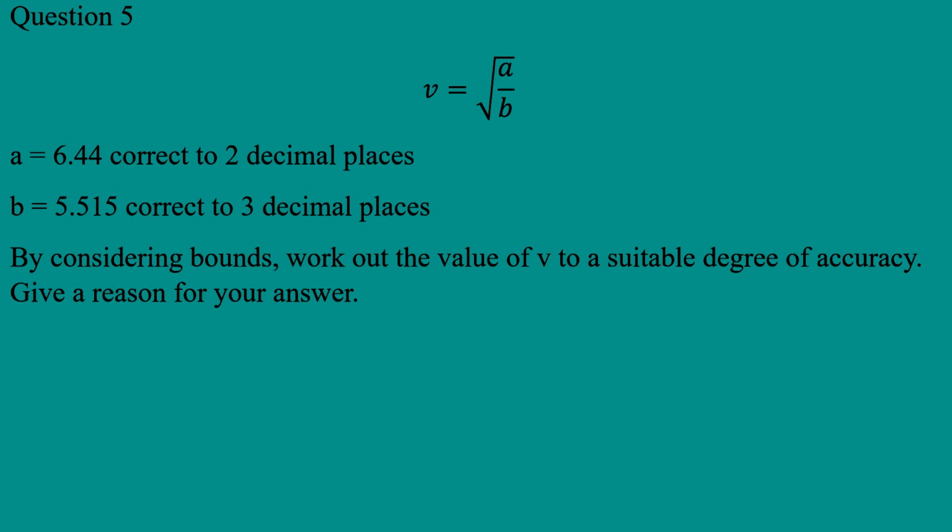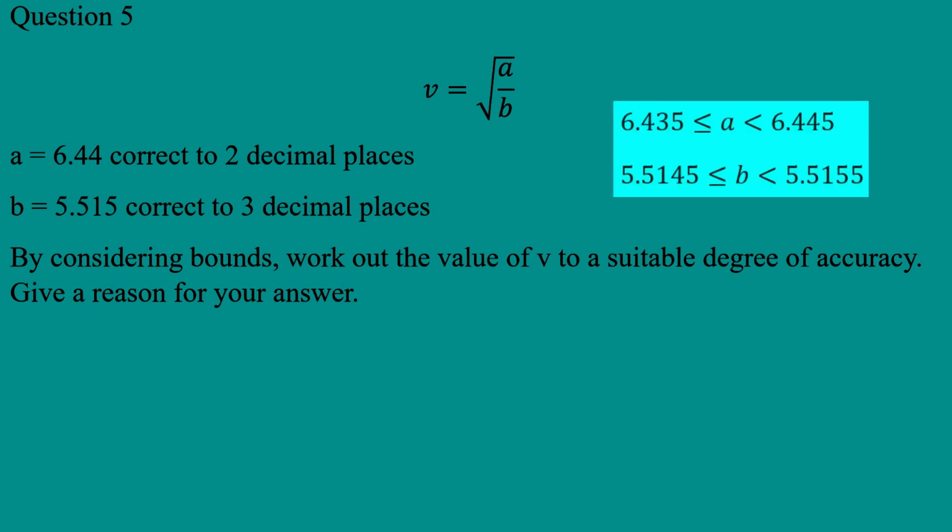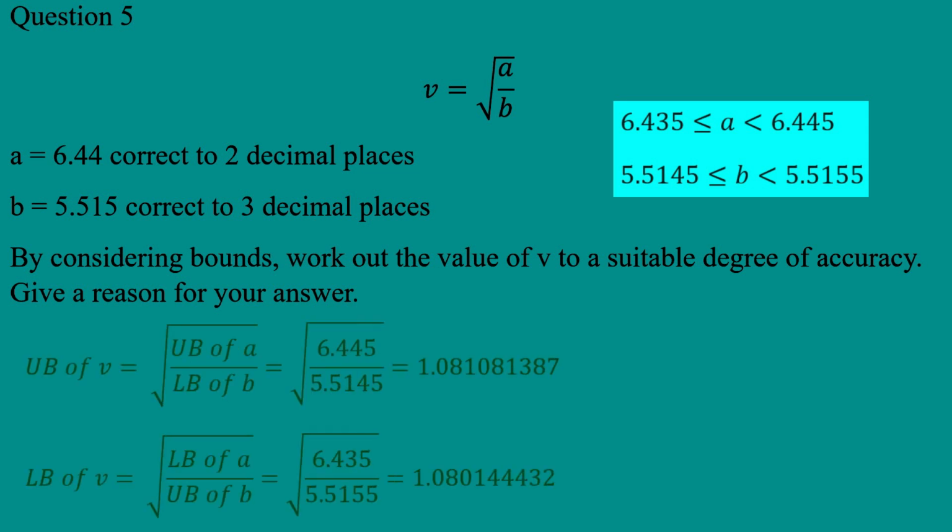To find the upper and lower bound of v, we need to first write down the error intervals for a and b. We can use these values to calculate the upper and lower bound for v so that we can compare the values. The upper bound of v is the square root of the upper bound of a, divided by the lower bound of b. The lower bound of v is the square root of the lower bound of a, divided by the upper bound of b. Looking at the upper and lower bounds for v, can you see that they both round to 1.08? So, the answer is v equals 1.08 to 2 decimal places or 3 significant figures, the degree of accuracy and hence, the reason for our answer.